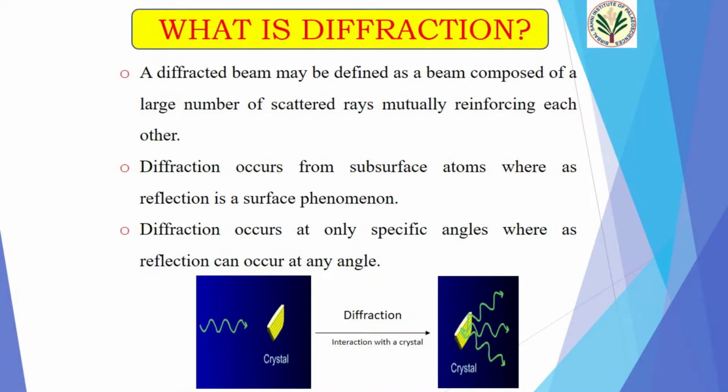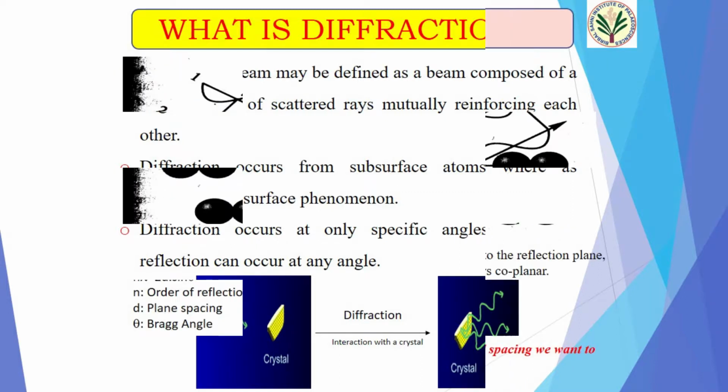Now, what is diffraction? Diffraction is a beam composed of a large number of scattered rays mutually reinforcing each other. So, how is diffraction different from reflection? Diffraction is a subsurface phenomenon and reflection is a surface phenomenon. Diffraction occurs at only specific angles, whereas reflection can occur at any angle.